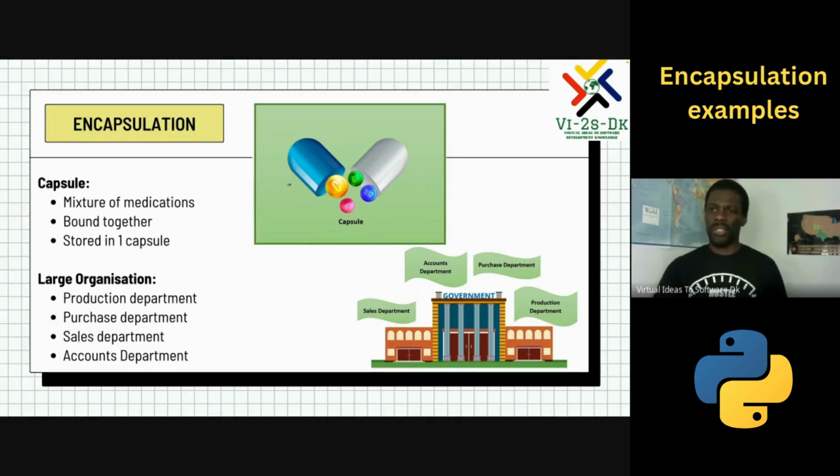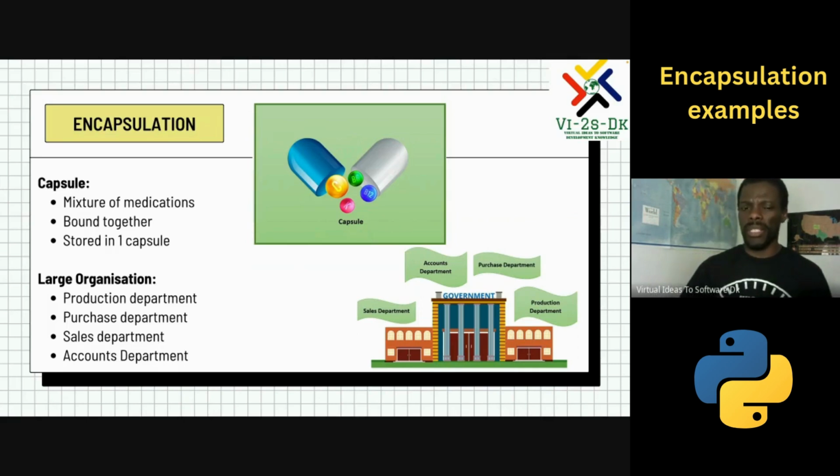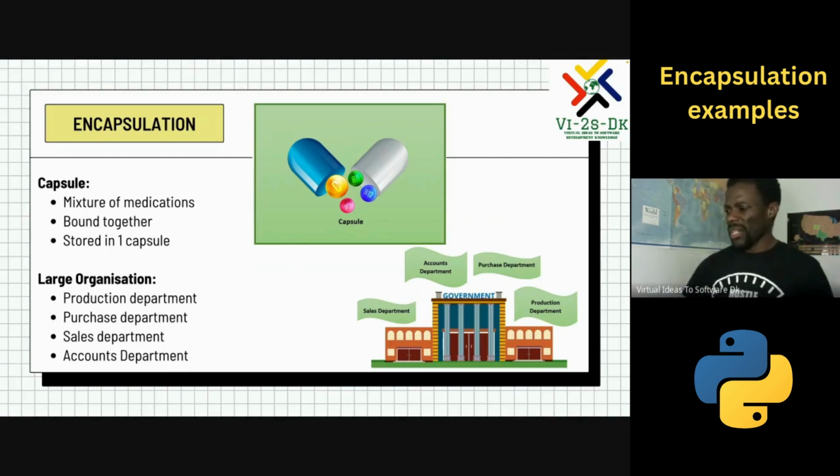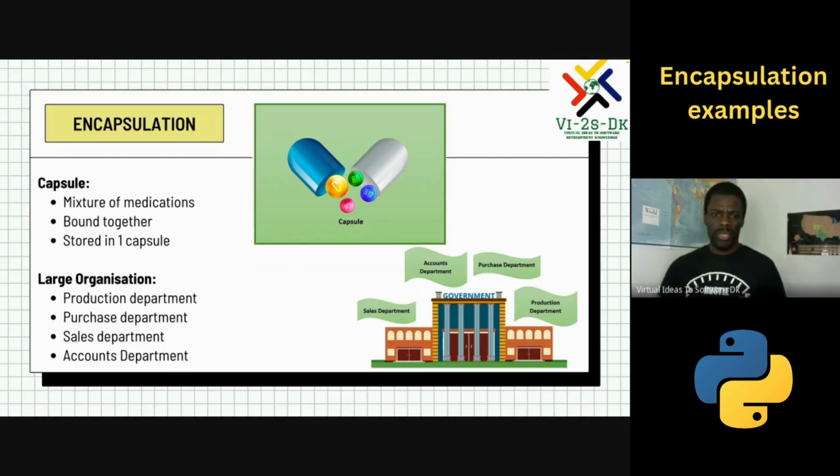Also think about a large organization. Within a large organization, you might have many different areas in it, right? There are some areas for purchase, production, accounts, sales, and so on and so forth, okay? So what we do here is encapsulation, which usually is just binding data and code together into one unit rather than having all this dispersed.